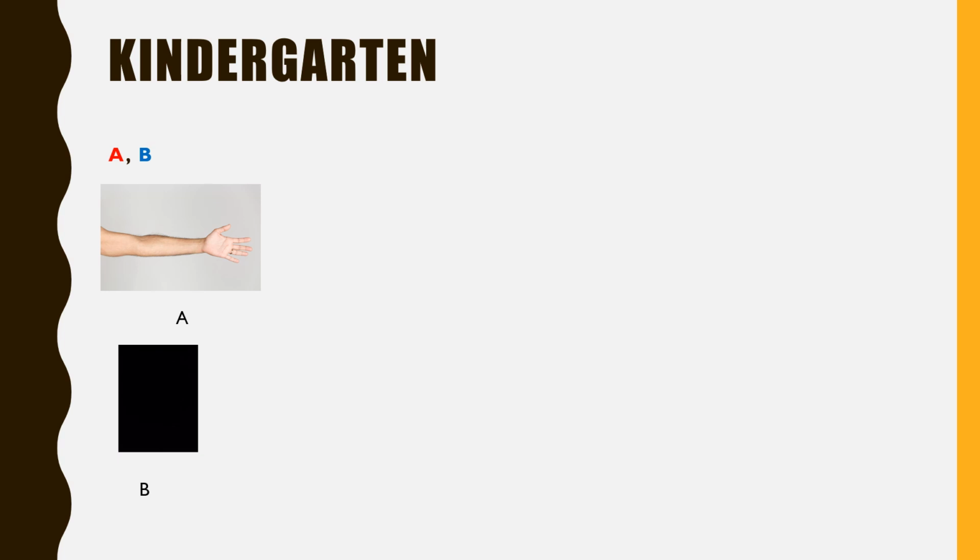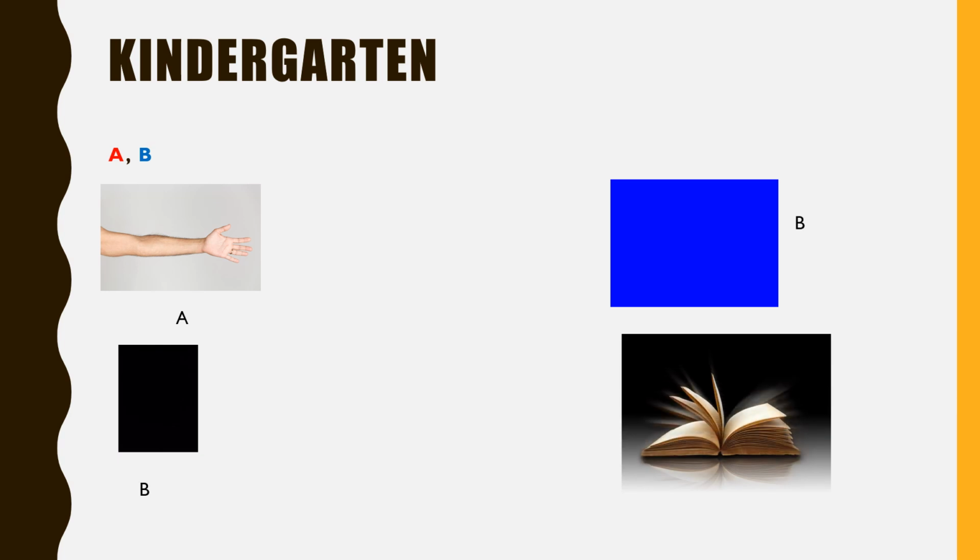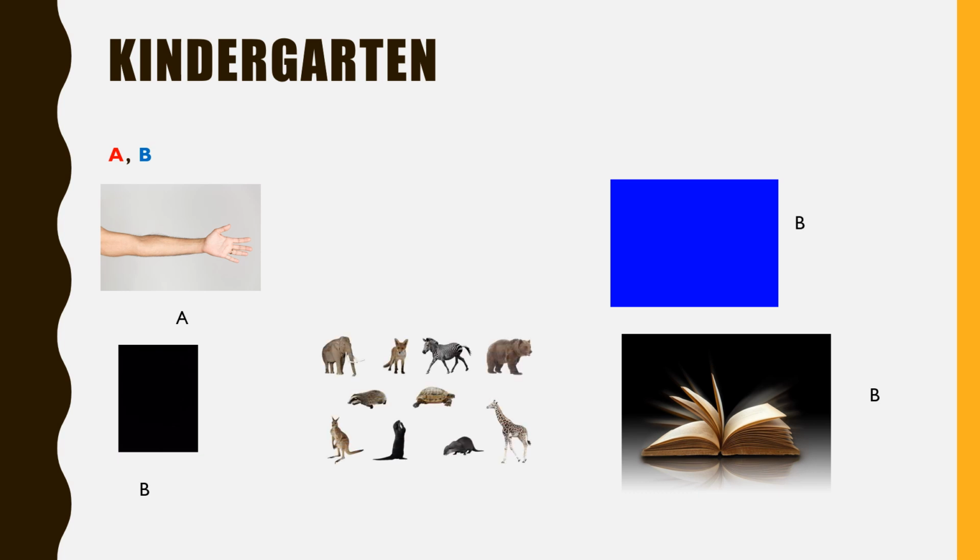B. Next we have blue. The color blue. Does that start with A or B? B. Book. Does that start with A or B? Book. B. All right.